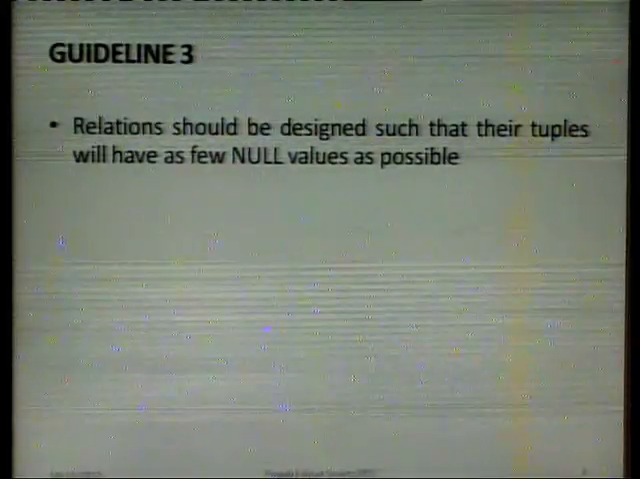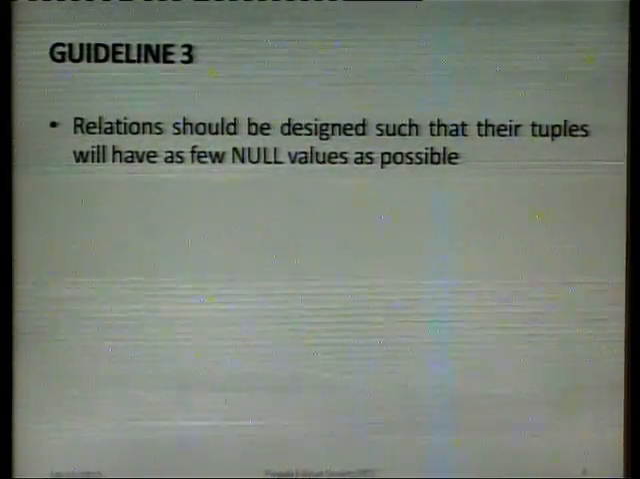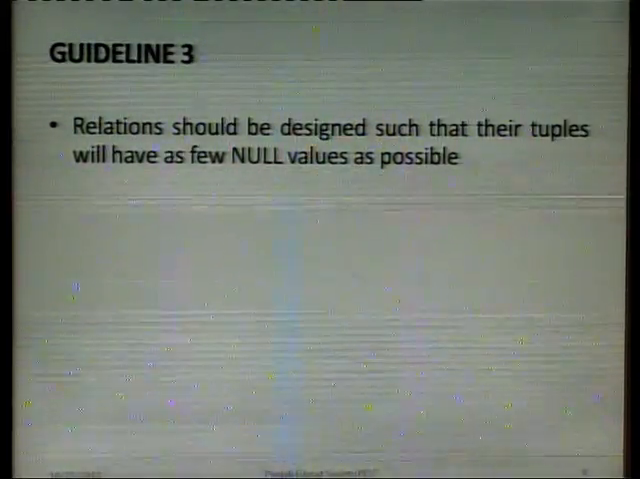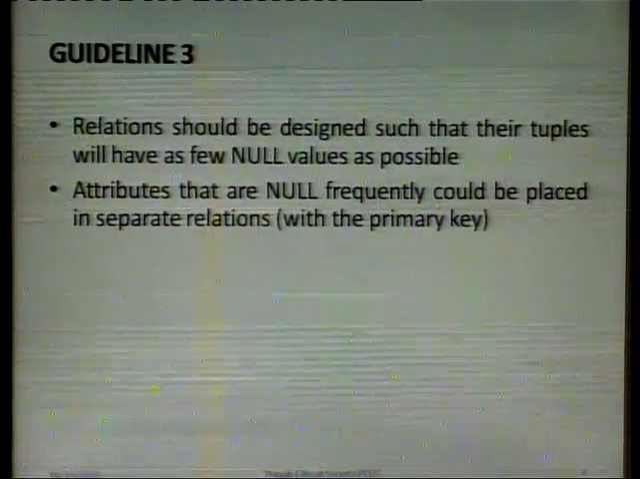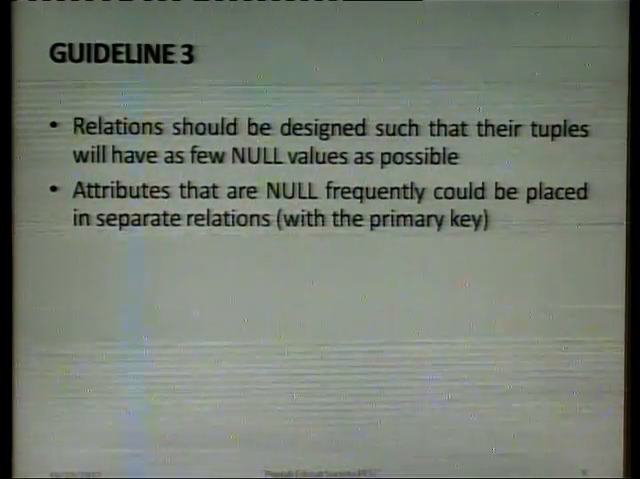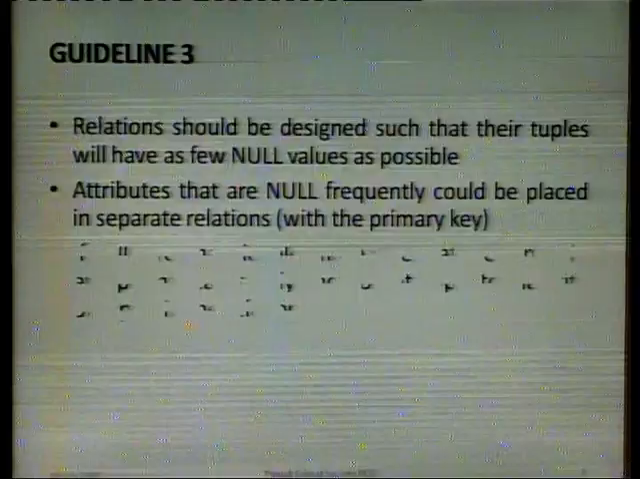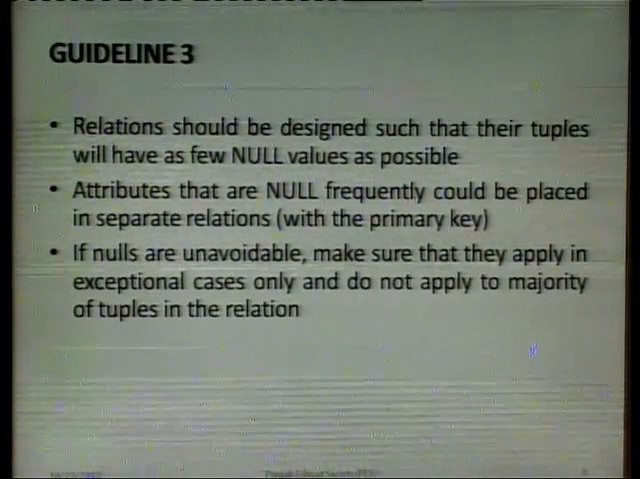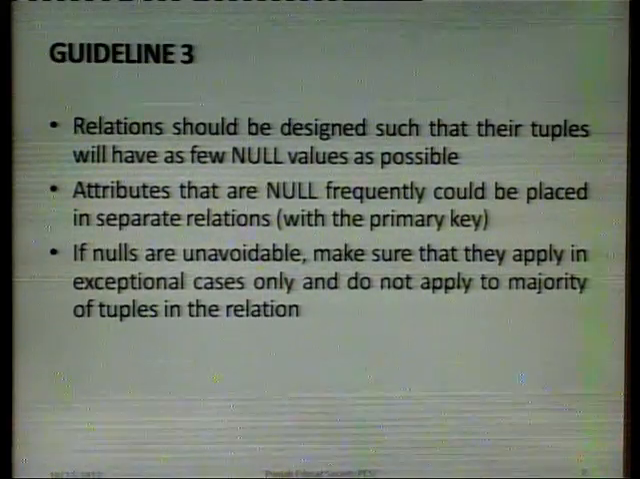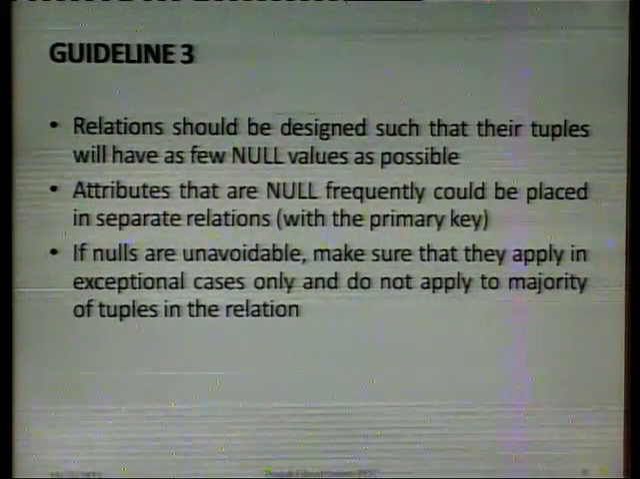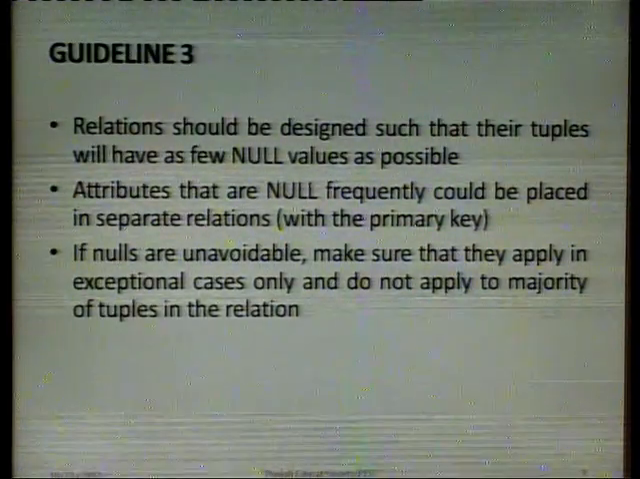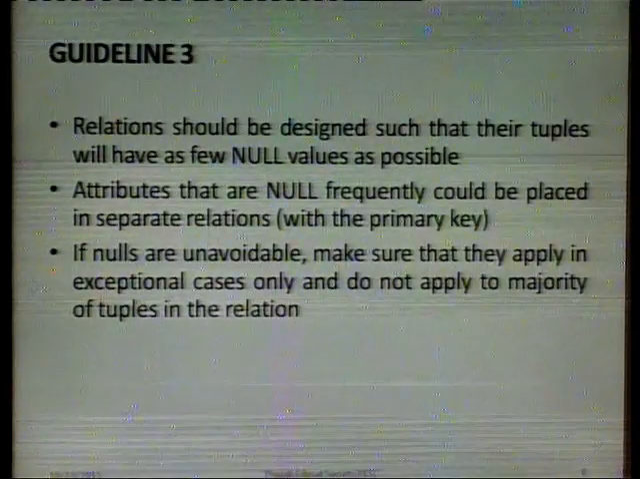The third guideline states that relations should be designed such that their tuples will have as few null values as possible. Attributes that are null frequently could be placed in separate relations with the primary key. If nulls are unavoidable, there may be some situations when we cannot avoid nulls and we have to put the null value in the attribute's value. In that case, make sure that they apply in exceptional cases only and do not apply to the majority of tuples in the relation.